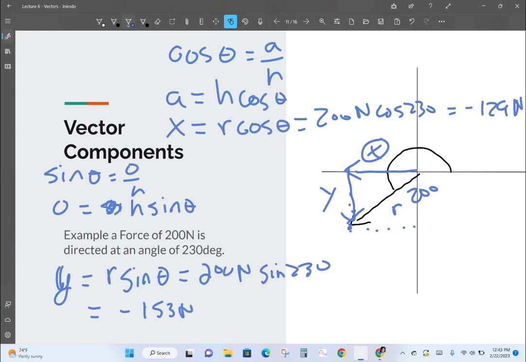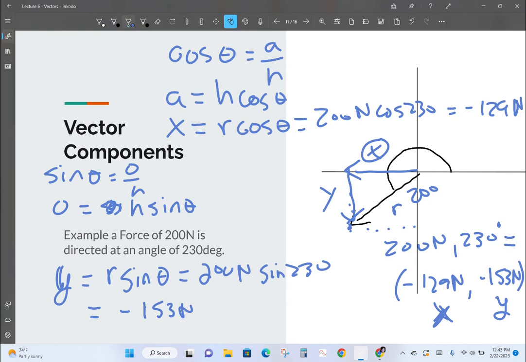153 newtons. So what this tells me is that the vector 200 newtons with a direction of 230 degrees is also the vector negative 129 newtons, comma, negative 153 newtons, like a point in space, like a Cartesian point, x and y.